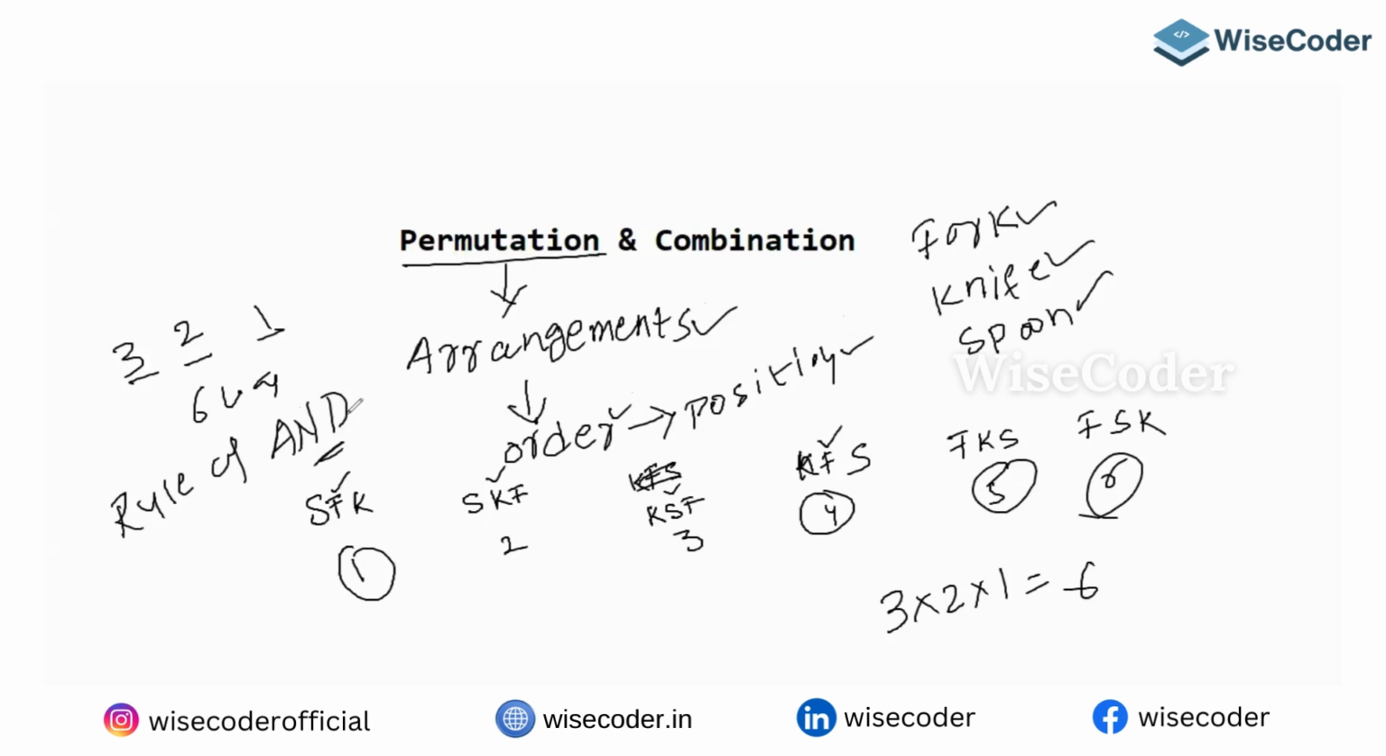Guys, if you look here, in this case we had to arrange 3 objects in 3 places. What if the number of objects is more than the number of positions? Are you getting my point? There are 3 objects and 3 positions, that's fine. Okay, let's say we have used one thing.